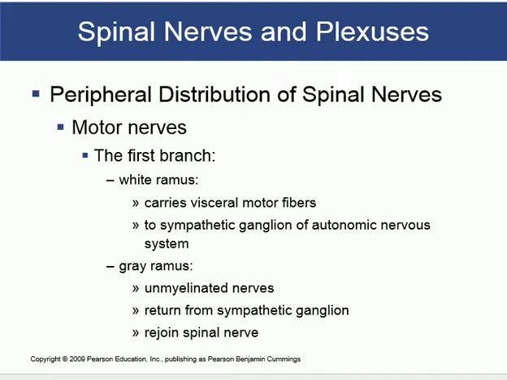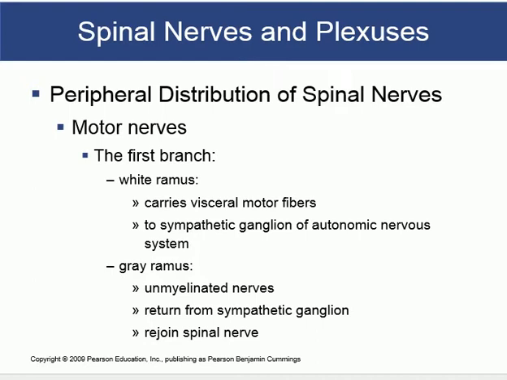White ramus versus gray ramus, and ventral ramus versus dorsal ramus. So you need to know the rami. And what's the difference? Which ramus is larger, the ventral or the dorsal ramus? Think about it. Ventral or dorsal?